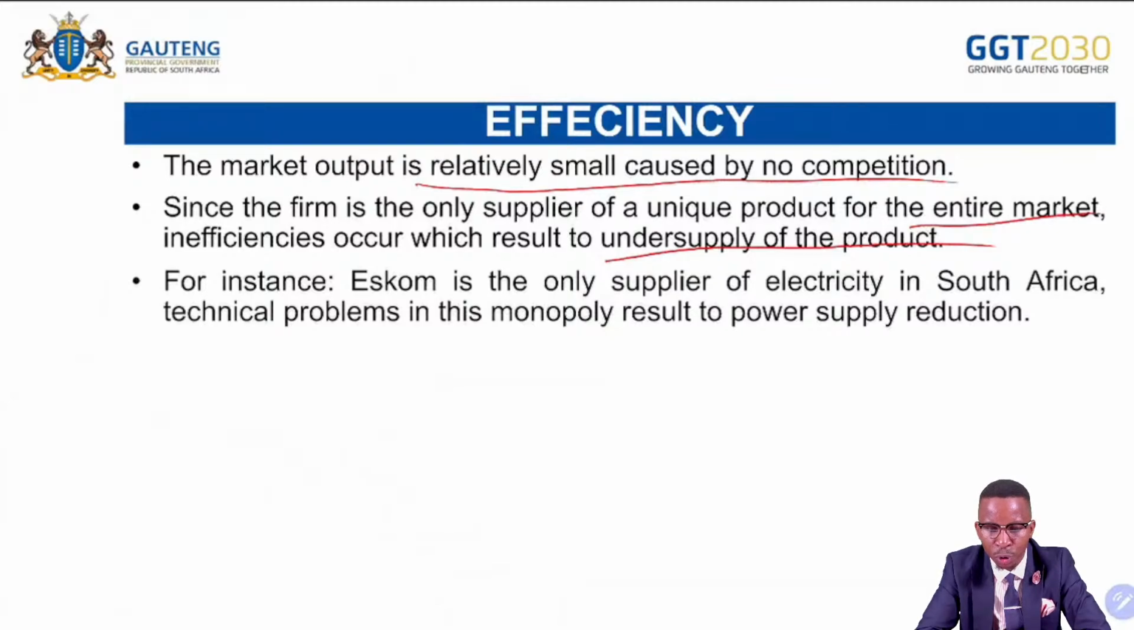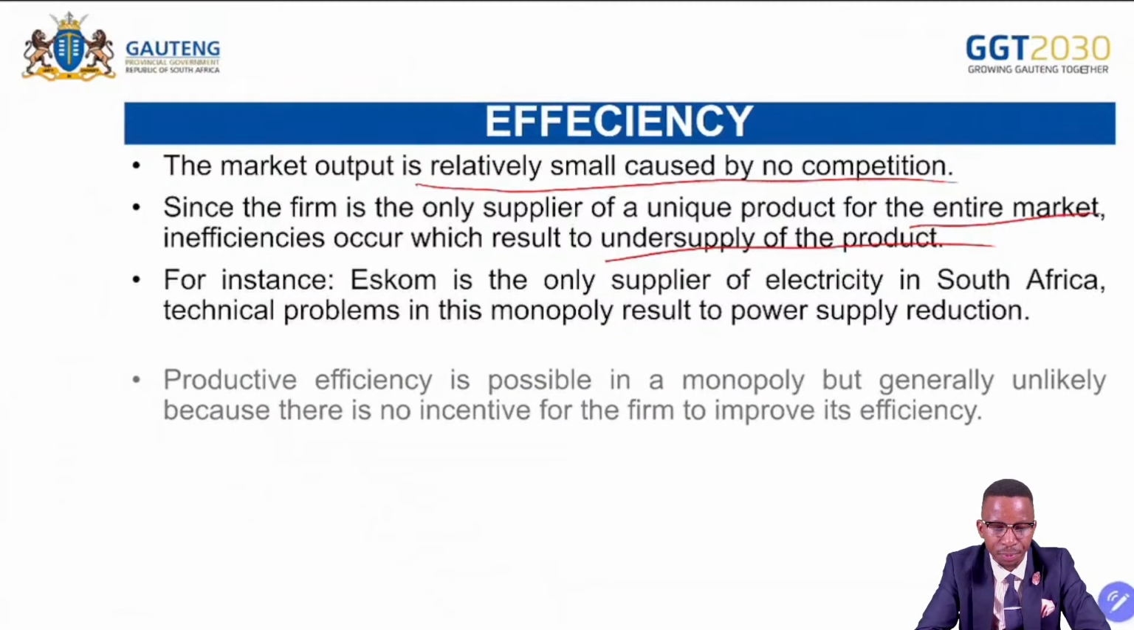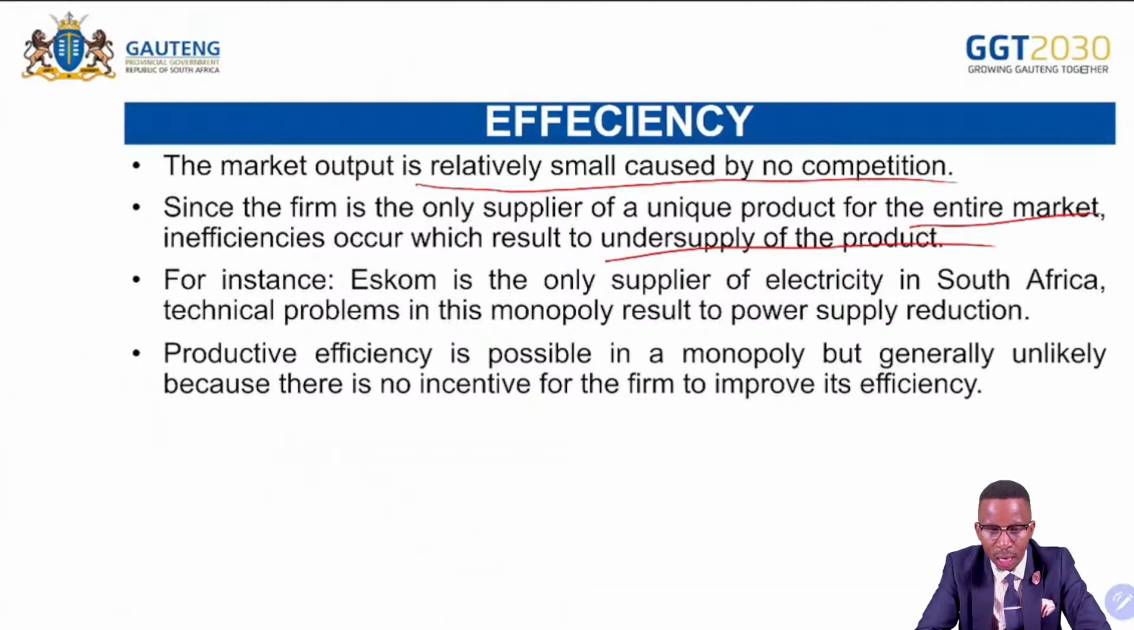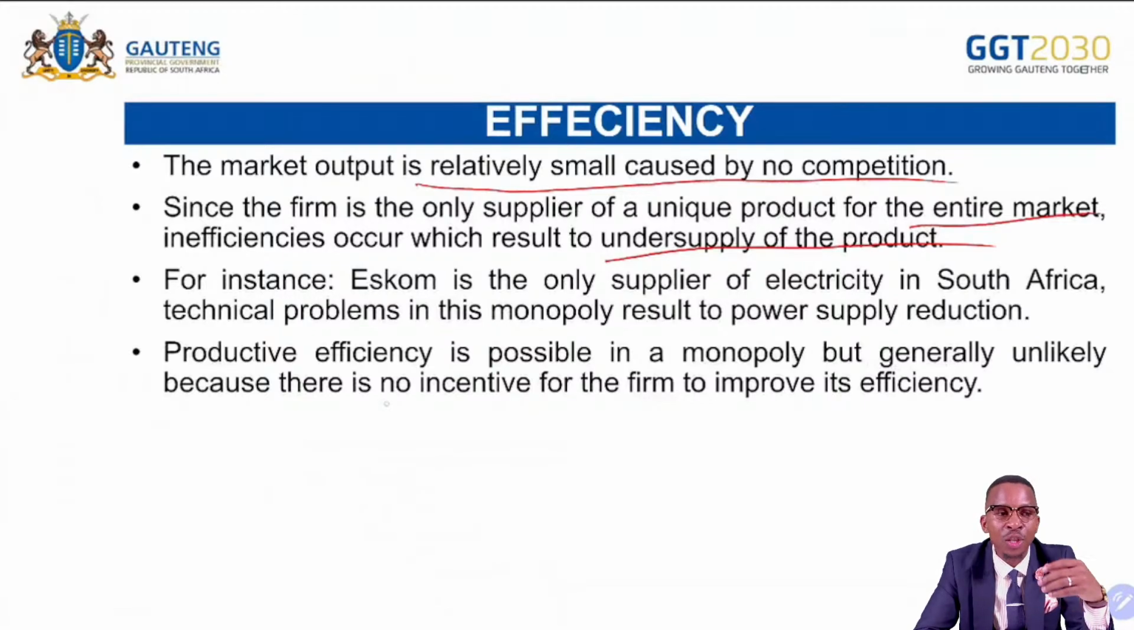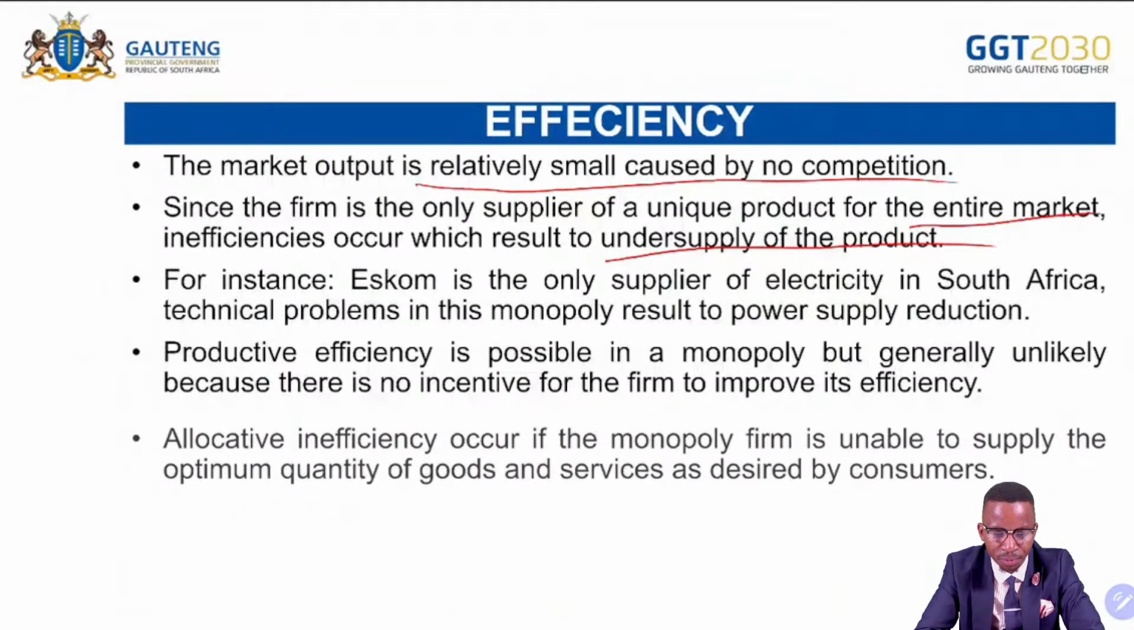Technical problems in this monopoly result in power supply reduction. Productive efficiency is possible in the monopoly, but generally unlikely because there is no incentive for the firm to improve its efficiency. Remember, incentive comes from a high level of competition. If the firm does not have any competitor within the market, then the firm will remain inefficient because nothing is pushing it. For instance, Eskom does not even have a profit motive. It simply provides the product on behalf of the government. Therefore, there is no incentive for the firm to become productively efficient.